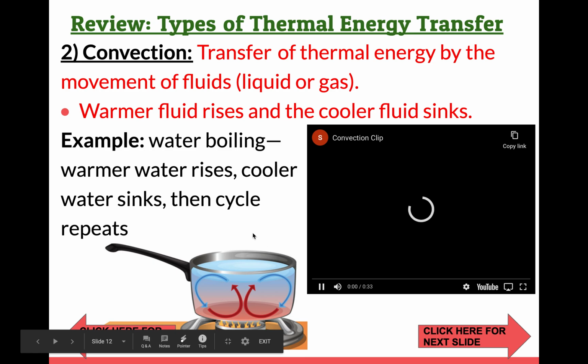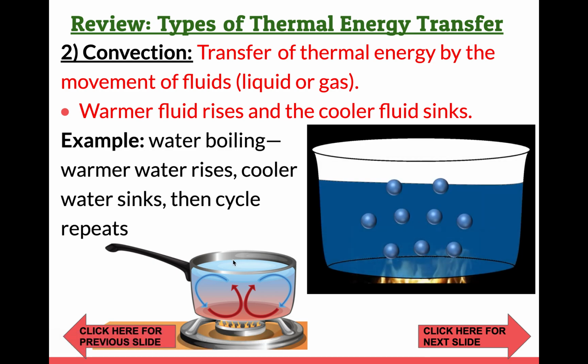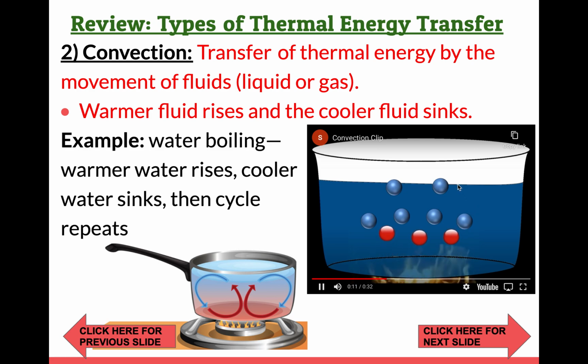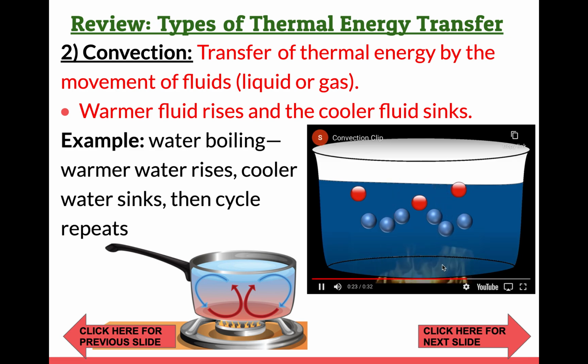Now, convection is when the warmer fluids rise up and the cooler fluids sink down. So it's the movement of fluids. So the warmer fluids will rise up and then the cooler fluids at the top are going to sink down. So this happens like when you boil water, when you use the heater at your house. The cooler air and the cooler liquids sink down. The hotter liquids and air rise up.